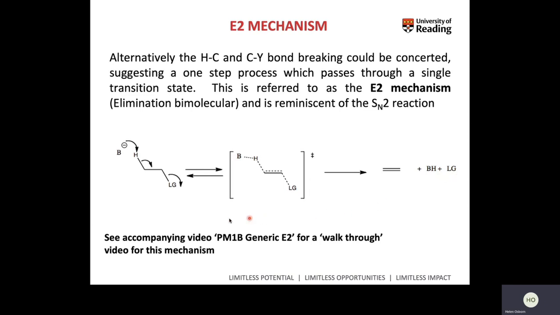Our base has now got the hydrogen attached and our leaving group has departed. So this again is a generic mechanism. We're not stipulating what else is on the carbon. We're not stipulating what the base is or what the leaving group would be. It's a general mechanism that could be applied to any E2 mechanism. And it's another one that you must make sure you can learn and you can understand. So hopefully you're having a look at these additional walkthrough videos which I provided, and you'll find another one for this generic E2 mechanism. Have a look at that, where I'll walk through this in real time, showing you exactly what's happening. So that's the elimination bimolecular reaction.